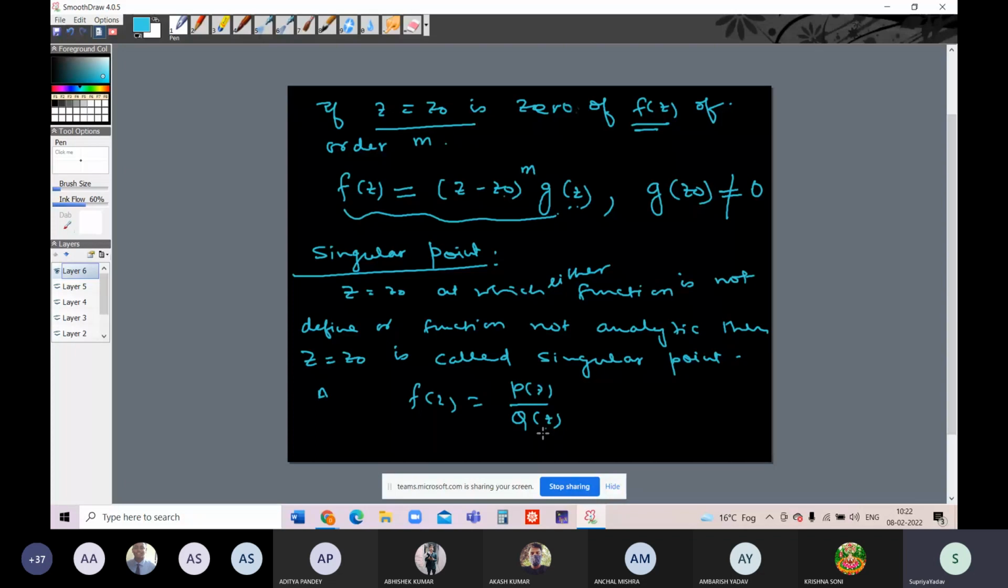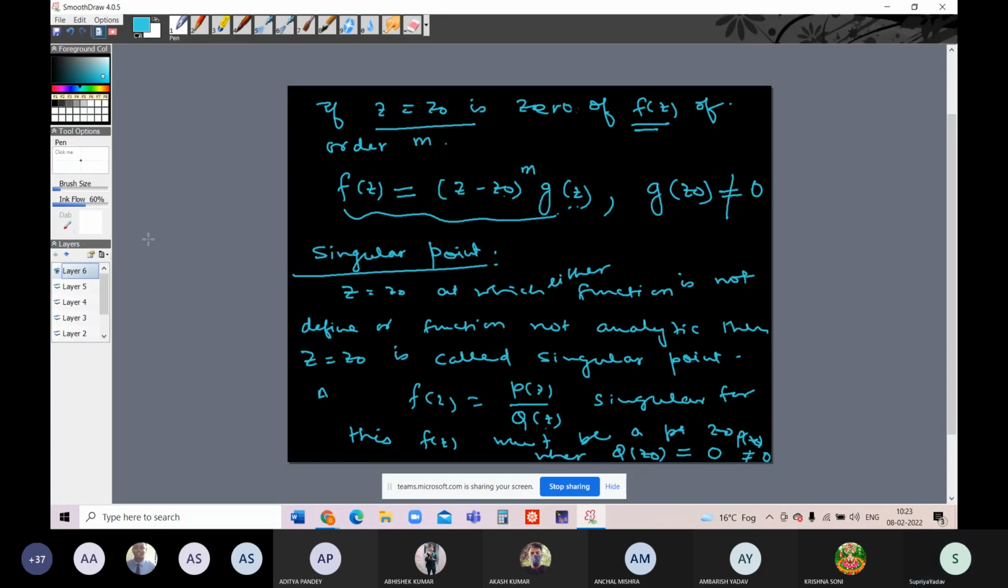So the singular point for this function f(z) must be a point z₀ where the denominator q(z) is 0, but at the same point the numerator should not be 0, because if the numerator also becomes 0, it will be an indeterminate form. So a point z₀ where the numerator is not 0 but the denominator is 0 will be the singular point for the rational function.